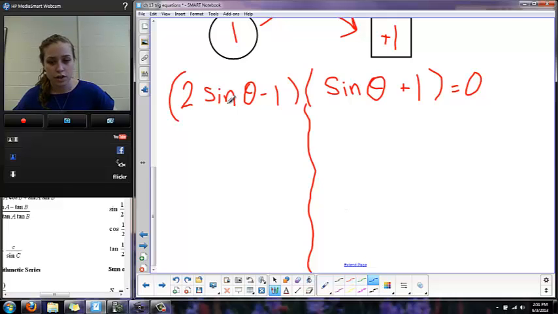Okay? So, if I have 2 sine theta minus 1 is equal to 0, then I'm going to add 1 to both sides. So 2 sine theta is equal to 1. So sine theta is equal to 1/2.